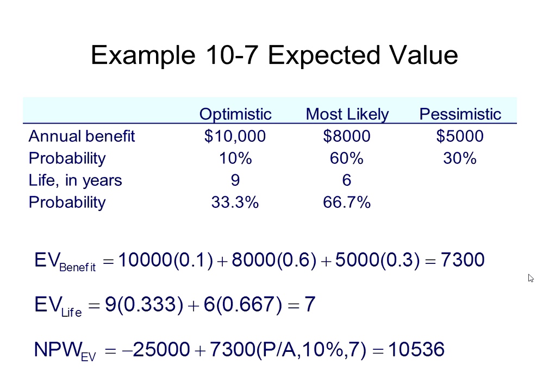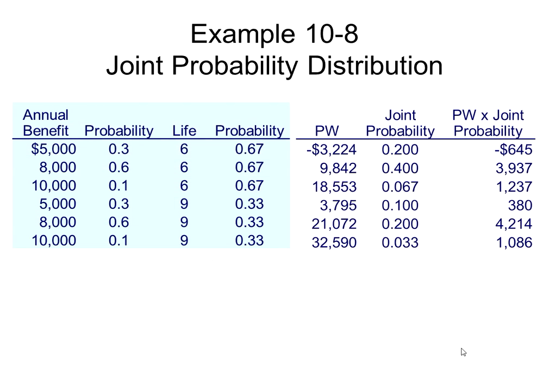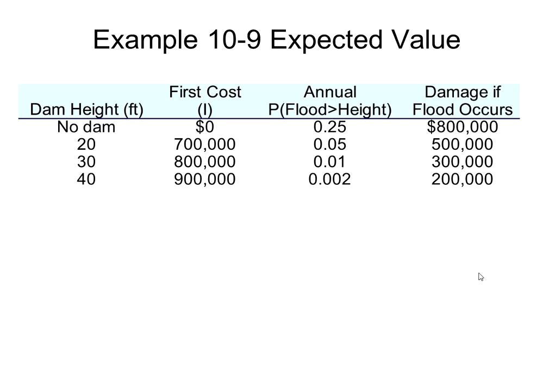That's different from what we had here as net present worth of expected values. That's 10,536. 10,536 is not the same as this 10,209. So you can see that net present worth of expected values is not the same as expected value of present worth. So now let's take a look at this example.